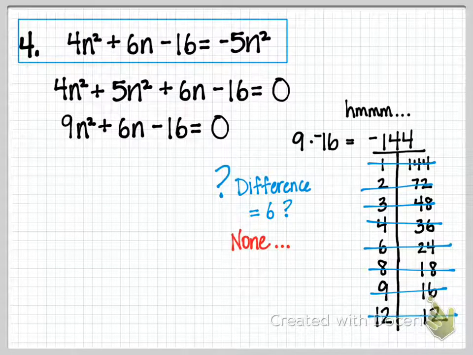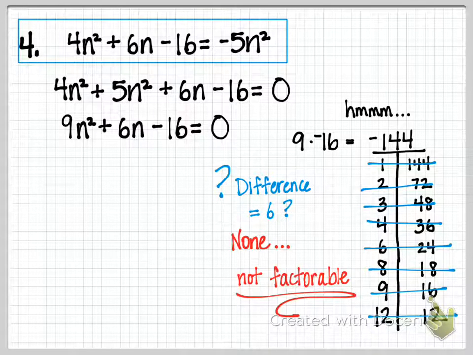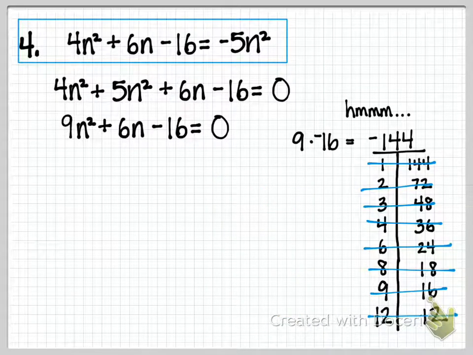None of them subtract to get 6, and those are the only factor pairs for 144. So that means it's not factorable. If it's not factorable, what would I do? Well, in this problem, it was just to solve by factoring. The answer is it's not factorable.